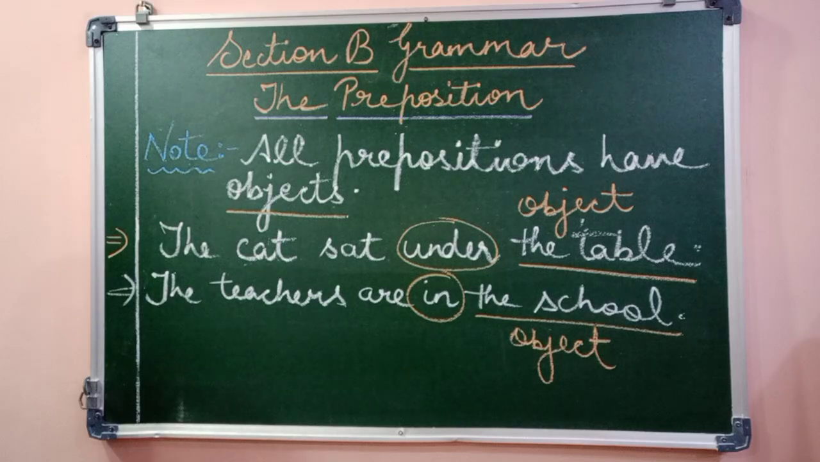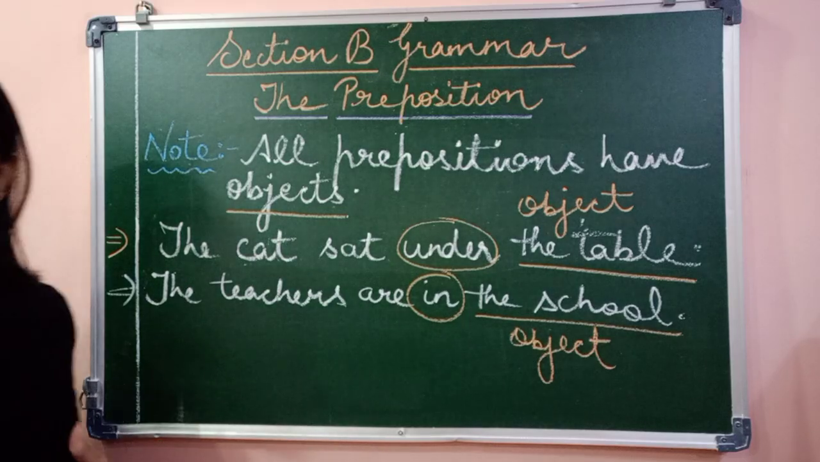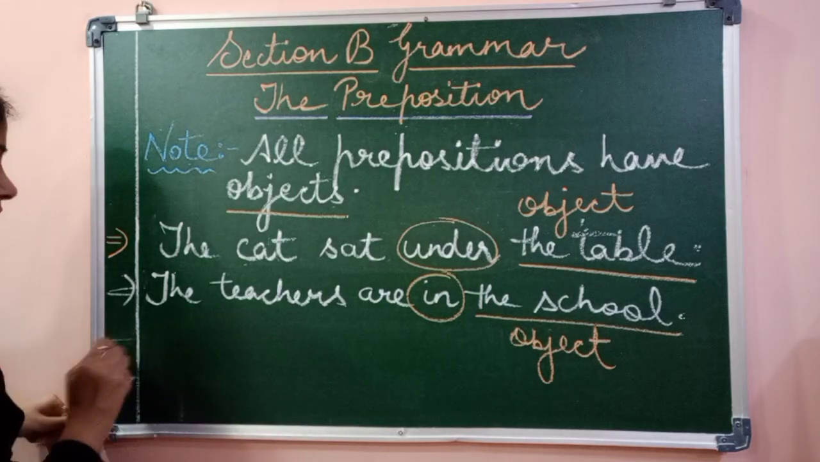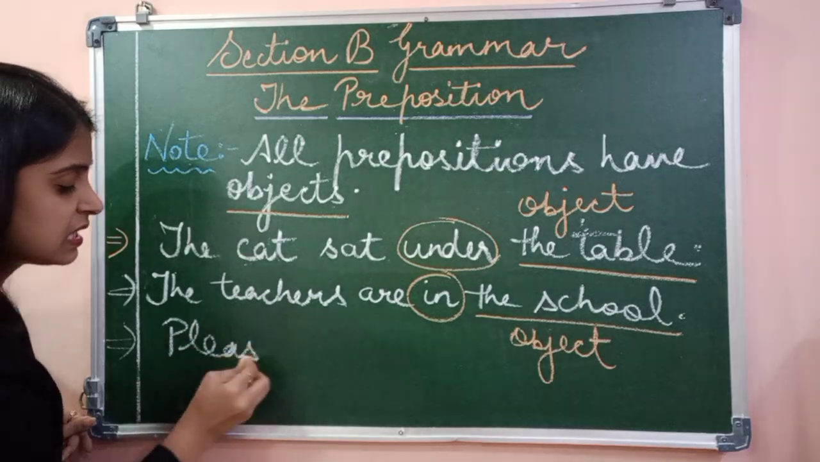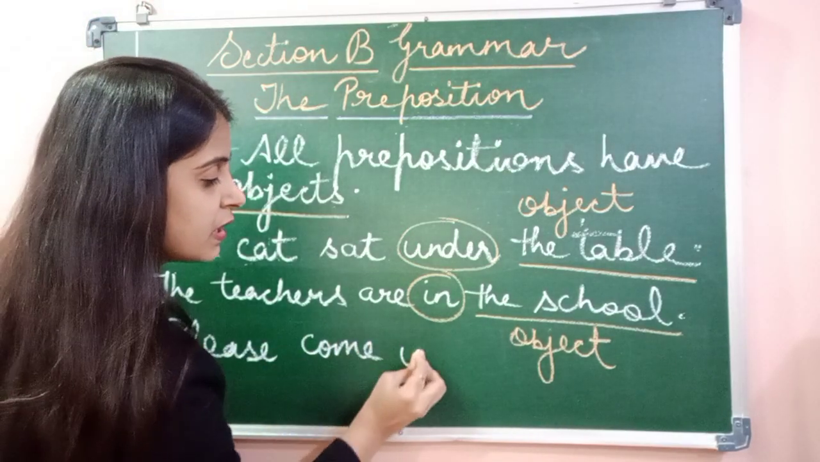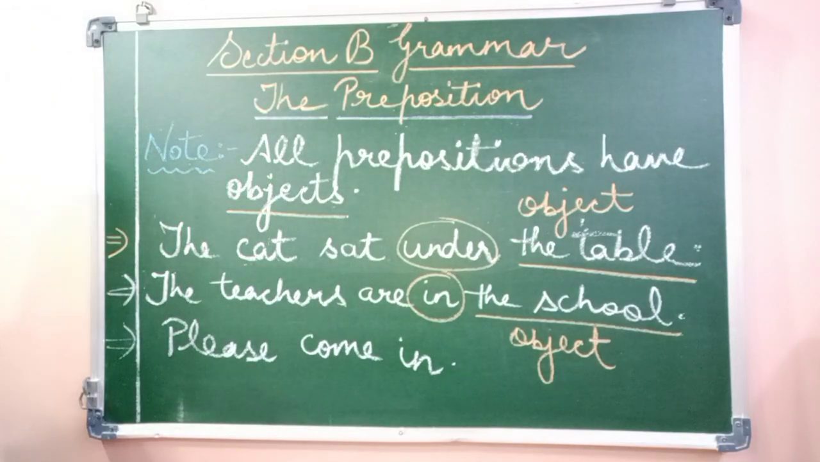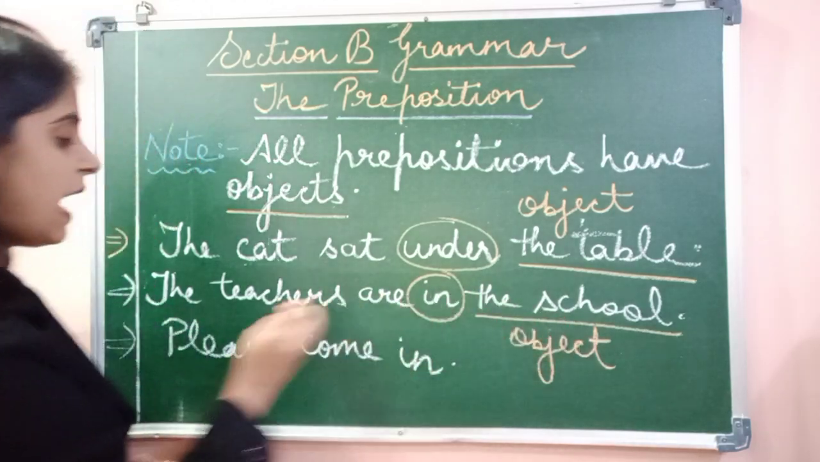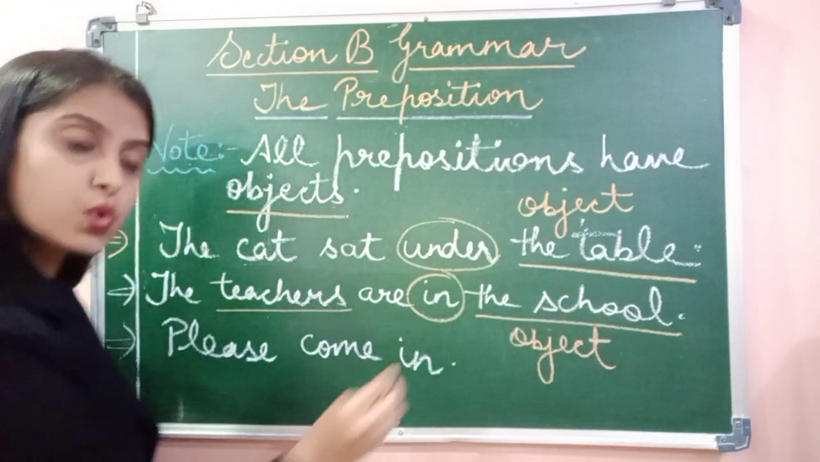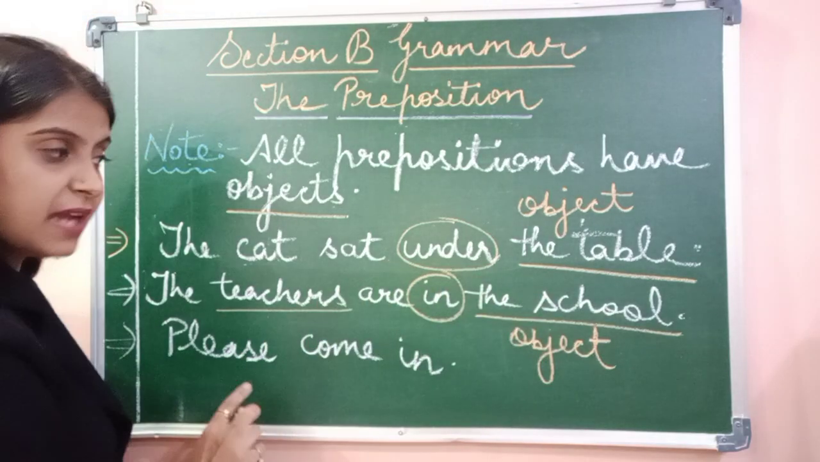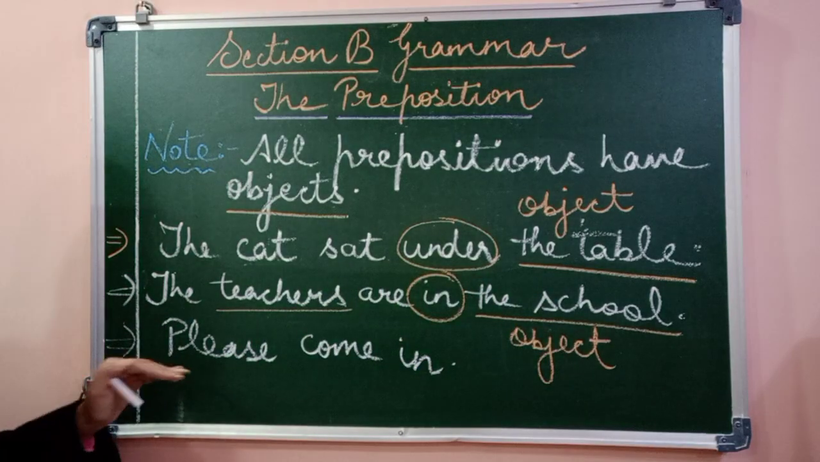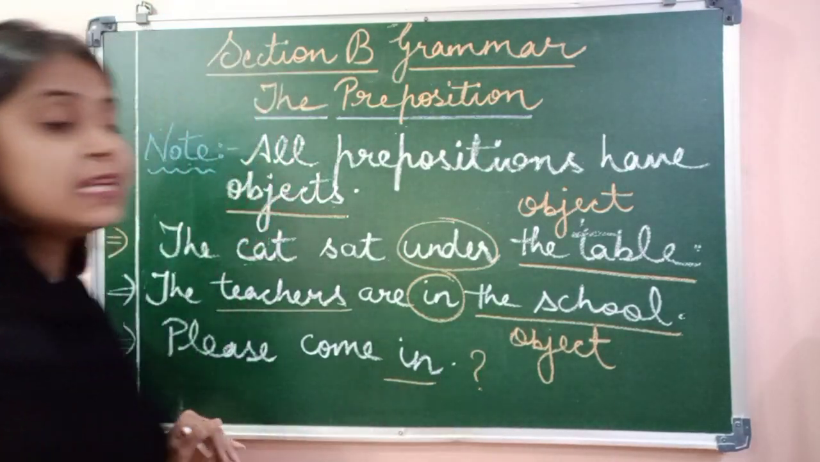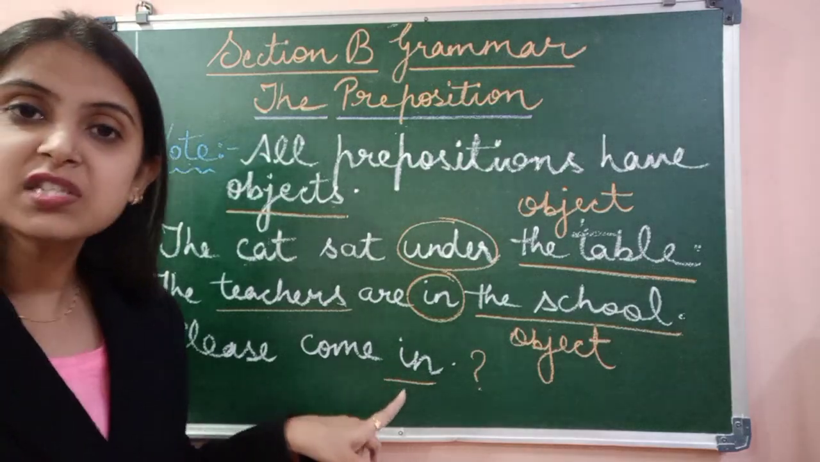Okay. Now, if a word does not have an object after it, it will not be a preposition. For example, I say, please come in. Okay, now here you see, in the teachers are in the school, in is a preposition, since it is used before the noun school, and it is linking the teachers and the school. It is connecting these two nouns. So this in is the preposition. But in this sentence, please come in, here we don't have any object. So here in is not a preposition.